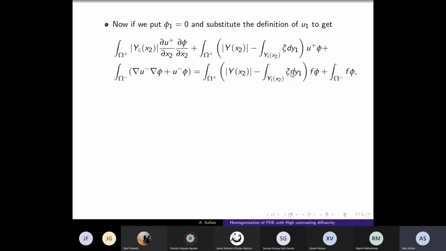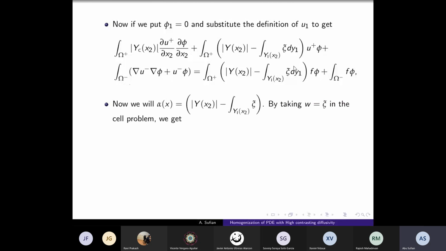Now we have this variational form, and this is true for all phi belonging to C infinity of omega bar, so this should hold for all phi belonging to H of omega. To show the full convergence of the sequence, note that we have shown that u plus, u minus, and all these limits are up to a subsequence. To have the convergence of the full sequence, we need to show that this limit problem has a unique solution. So we need to show that the quantity alpha x, that is Y x2 minus the integral over Yi x2 of xi dy1, is strictly positive. The first term, Yc x2, is already positive, so for that part we don't care. But for the second term, Y x2 minus the integral over Y x2 of xi dy1, we have to show that it is positive.